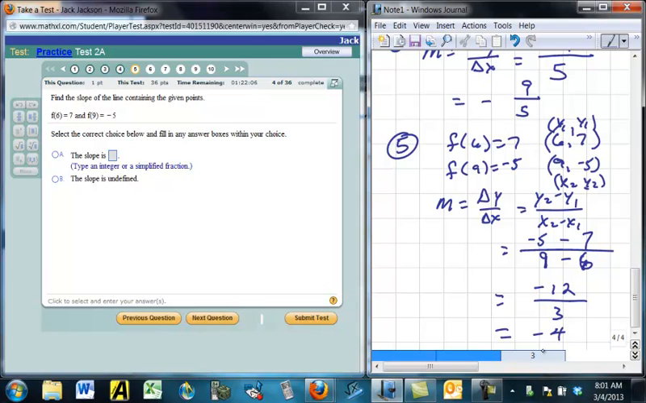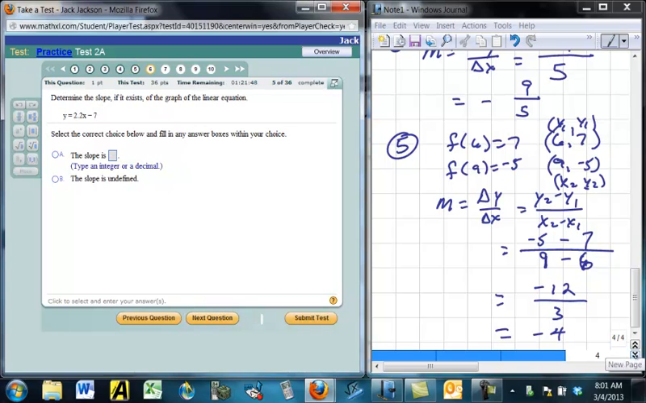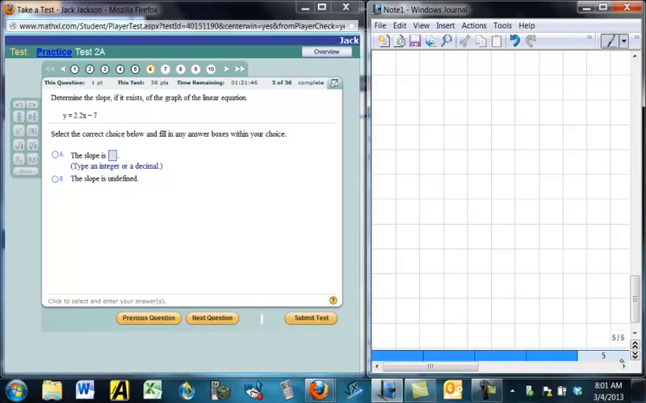Just kind of double checking everything as I go along here. Okay, I believe that's correct. So the slope is defined. It's negative 4. You'd have undefined slope if it was a vertical line, and that wouldn't happen if it was a function. So function notation kind of gives it away that it's not going to be undefined. But it'd be a vertical line, and you'd have x values the same.